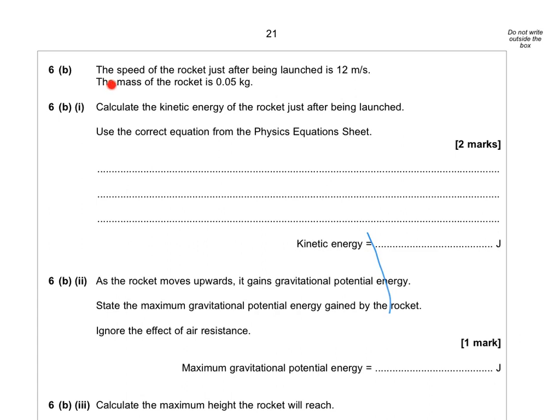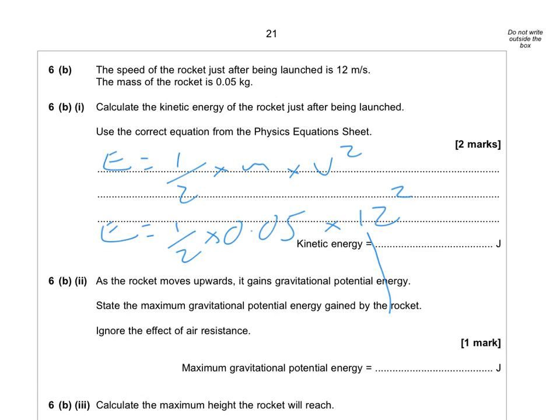Okay, here, the speed of the rocket is 12 metres per second, the mass is 0.05, calculate the kinetic energy. Dead simple, we're just using the kinetic energy equation. So write your equation down, then put the numbers in. Don't forget that squared sign, which means that when we put the numbers into our calculator, 12 squared becomes 144, giving us a kinetic energy of 3.6 joules.